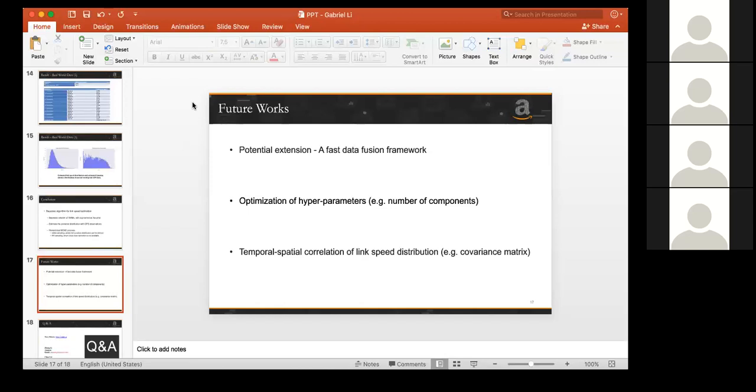So do you create these posterior distributions as a function in time of day, for example? Yeah.